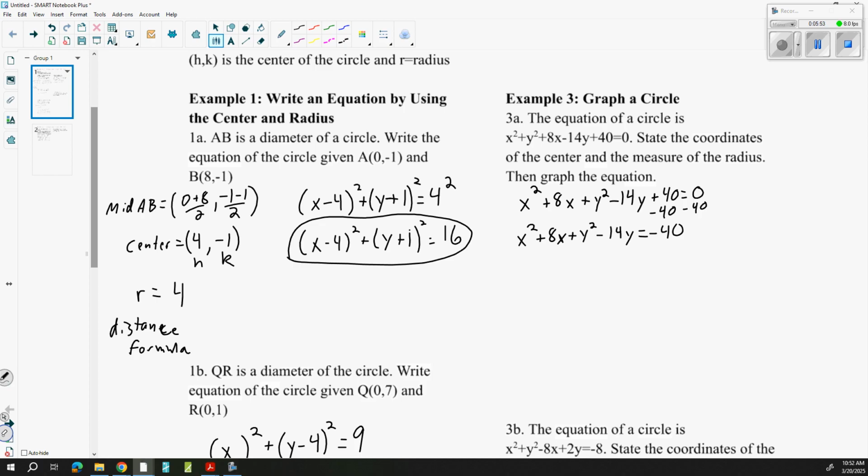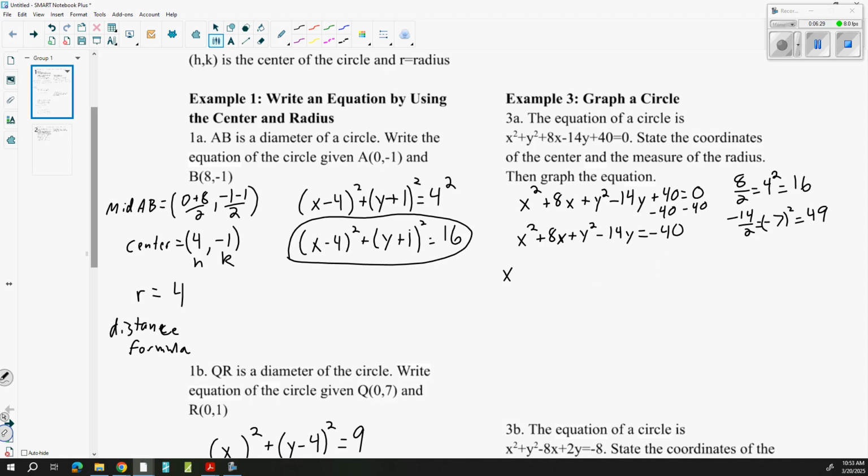What we're essentially going to do is take these values here, divide it by 2, and then square it. So we take 8 divided by 2, which is 4. 4 squared is 16. And then we do negative 14 divided by 2, which is negative 7. And negative 7 squared is 49. And we're going to add those to the end of both of these.